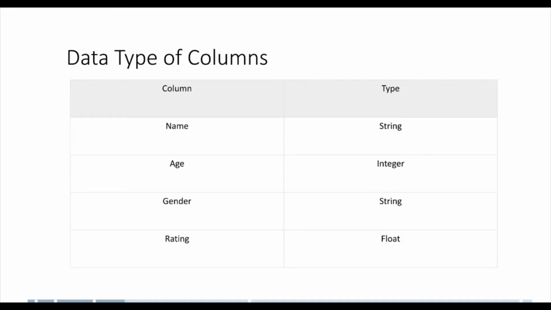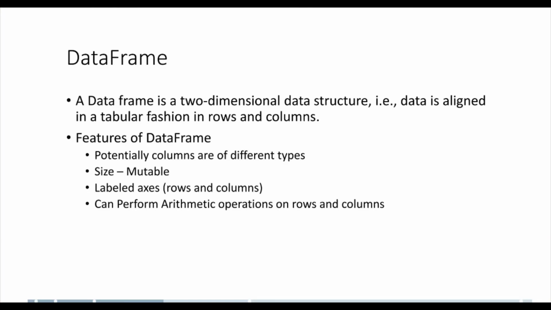Now in the previous data frame example, if we want to see the data type of each column, we can see it. The name column has string data type, the age column has integer data type, gender has string data type, and rating has float, which is decimal points. Another point to note about data frame is that it is a two-dimensional data structure, that is, the data is aligned in a tabular fashion in rows and columns.